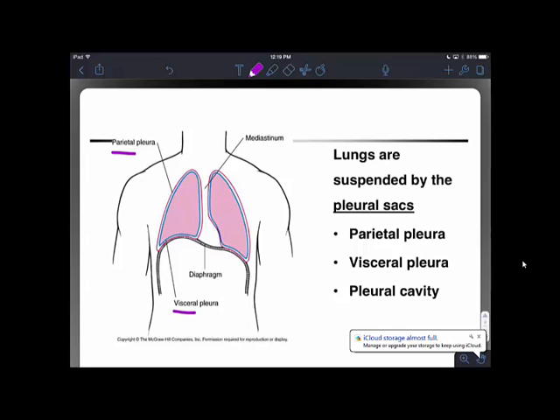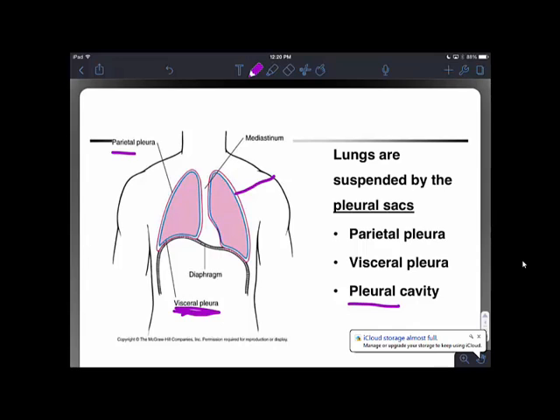The visceral pleura is attached directly to the lungs. So the visceral pleura is the inner membrane that is attached to the lungs. In between the two pleura is what we call the pleural cavity. So that's that white space here in between. And the pleural cavity is a space between the parietal and the visceral pleura.